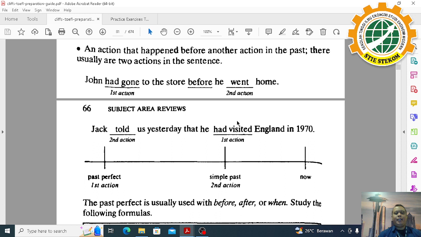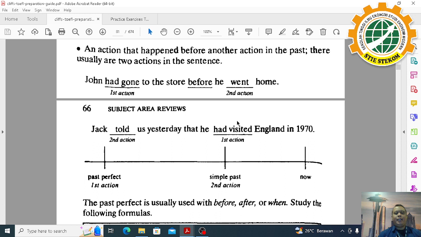Jadi earlier past. So, an action that happened before another action in the past, there usually are two actions in the sentence. Okay, for example this one. Jack told us yesterday that he had visited England in 1970. Okay. So, the first action is he had visited England in 1970. The earlier past, yeah, earlier activity, yeah, kejadian yang sebelum the first action.